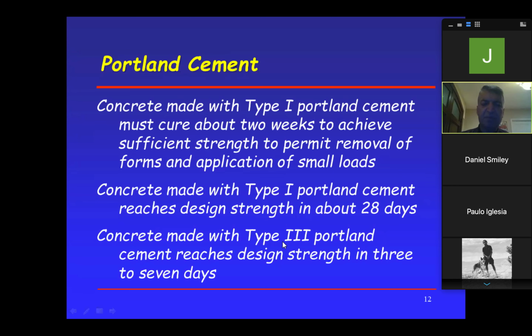Concrete made with type 3 Portland cement reaches design strength in 3 to 7 days. See that? If you want something to get stronger before the 28 days, look at this. It reaches design strength in 3 to 7 days. All right? Very, very impressive.